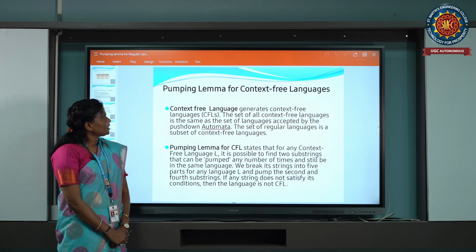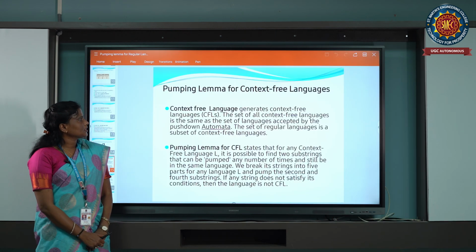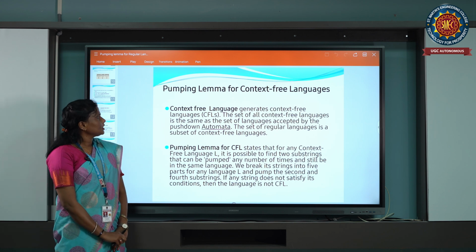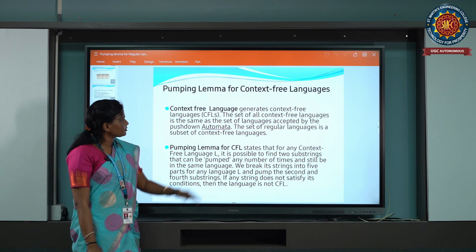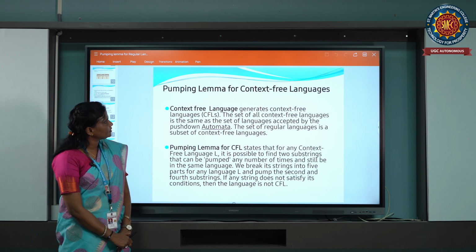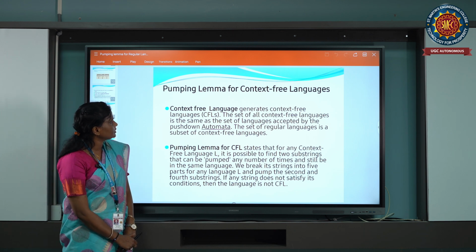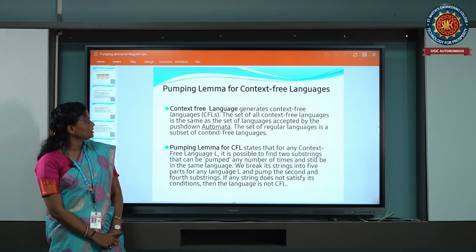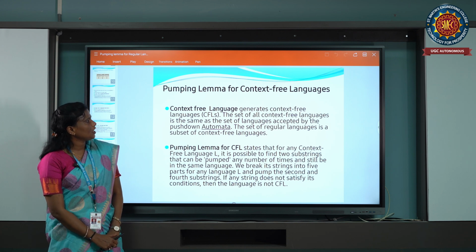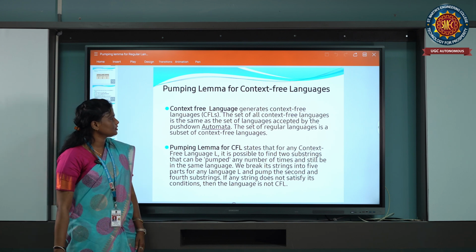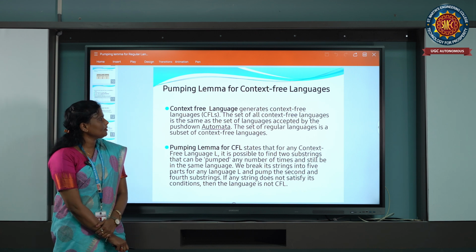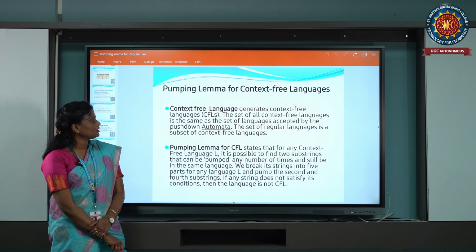Okay, next we'll start the pumping lemma for the context-free grammar. Context-free grammars generate the context-free languages, and the set of context-free languages is the same as the set of languages accepted by the pushdown automata. The set of regular languages is a subset of context-free languages.